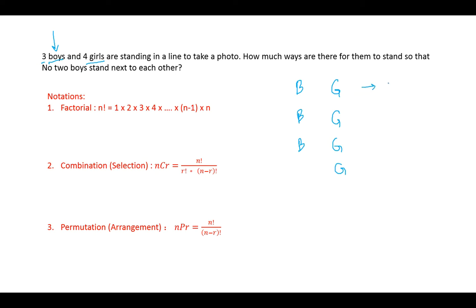So for example, something like B, G, B, G, G. This would be acceptable. However, if I make an arrangement where people are standing like this, it is not acceptable because here the two boys are standing together. This is not acceptable. So the question is, how do I arrange all this?